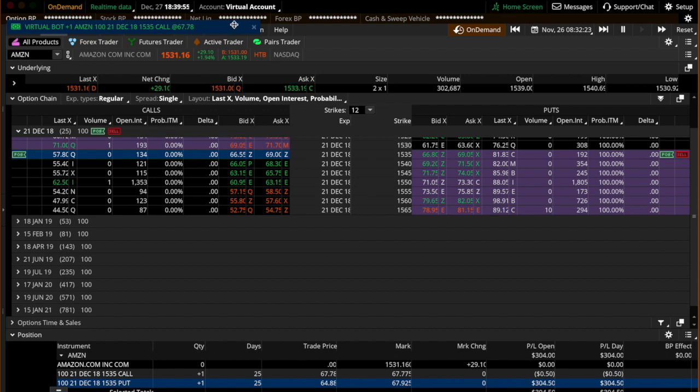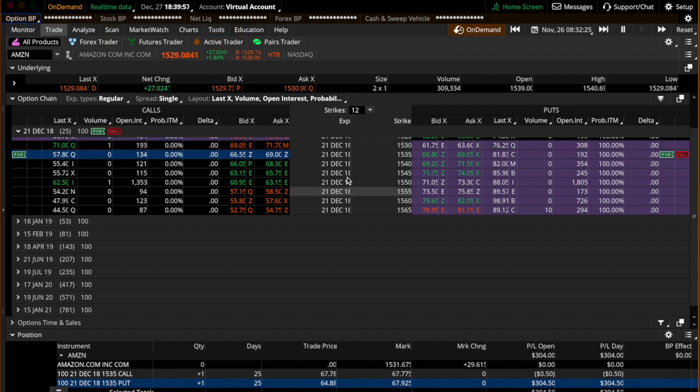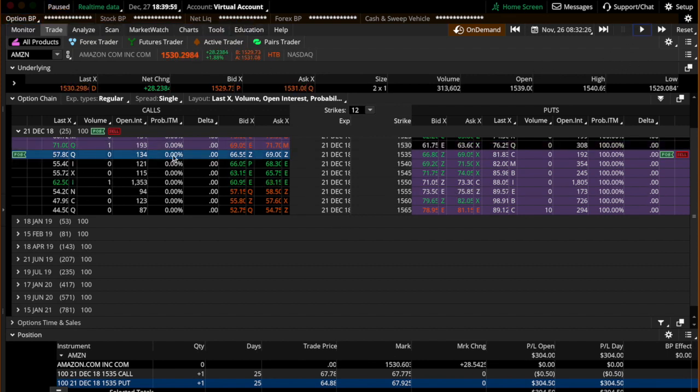There it goes. Okay, so the call actually did too. So I'm actually going to pause this again so that I can do the stop on the call. You can see now that the put is actually profiting. The mark, which is what the option is trading at right now, is 67.92, which has gone up from our original 64.87.5 and is above our trade price. That's why we're at a profit.